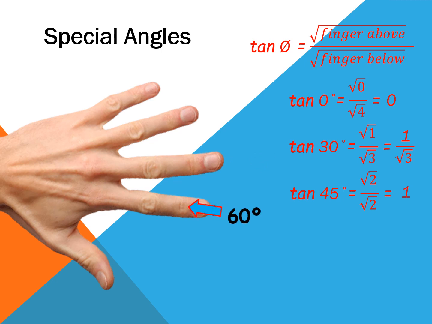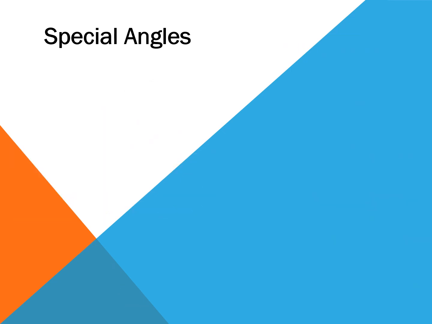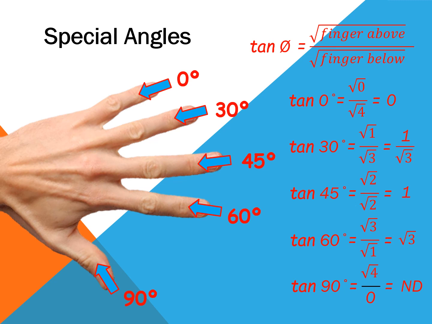The number of finger above is equal to 3 and number of finger below is equal to 1. Therefore, tangent 60 degrees is equal to square root of 3 over square root of 1, or simply square root of 3. And last, the tangent of 90 degrees is equal to square root of 4 over 0, and any number divided by 0 is not defined. These are our tangent of 5 special angles.